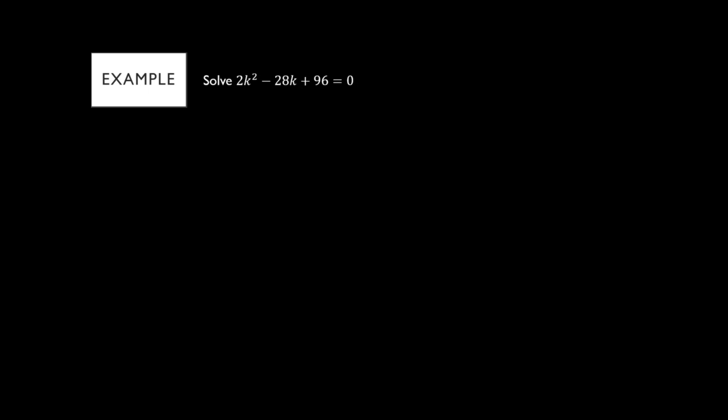So I look at this and I see that I can divide all three of those terms by 2. So that's what I'm going to do. I'm going to divide 2 out of everything. And when you do that, that goes in front. So that gives us k squared minus 14k plus, and then just grabbing my calculator, 96 divided by 2 is 48. And then this equals 0.